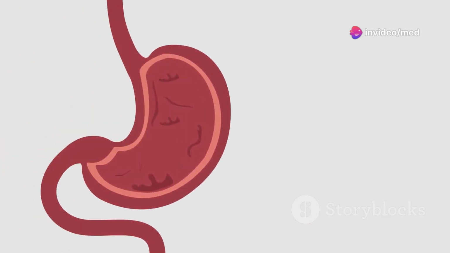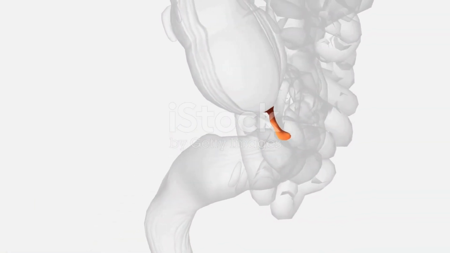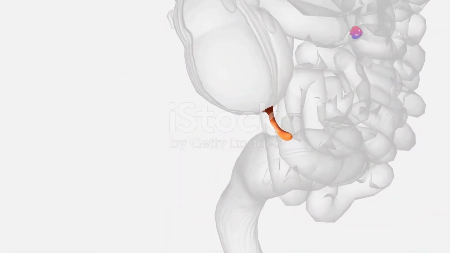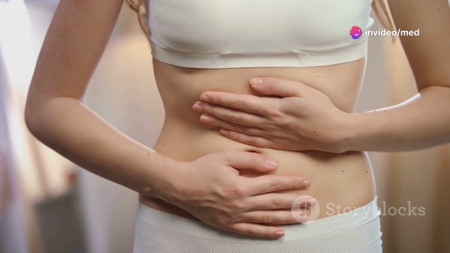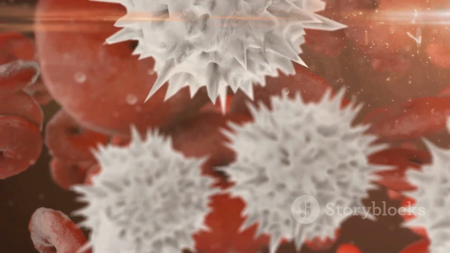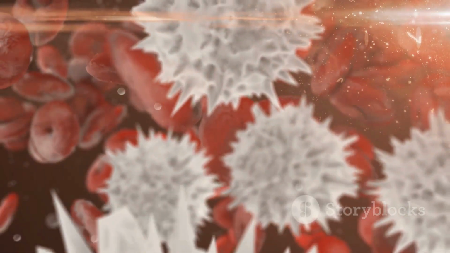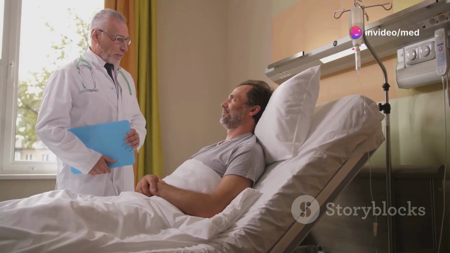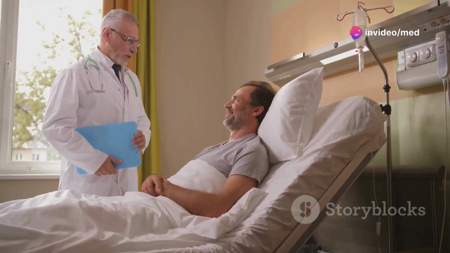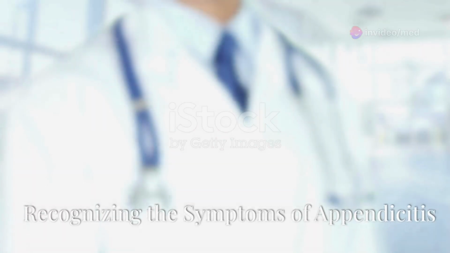The obstruction leads to a buildup of mucus within the appendix, creating a breeding ground for bacteria. As bacteria multiply, the appendix becomes inflamed, swollen, and filled with pus. This inflammatory process can progress rapidly, leading to complications if left untreated. The inflammatory response in appendicitis involves a complex interplay of immune cells, cytokines, and other mediators. Understanding this inflammatory cascade is crucial for developing effective treatment strategies and preventing complications.